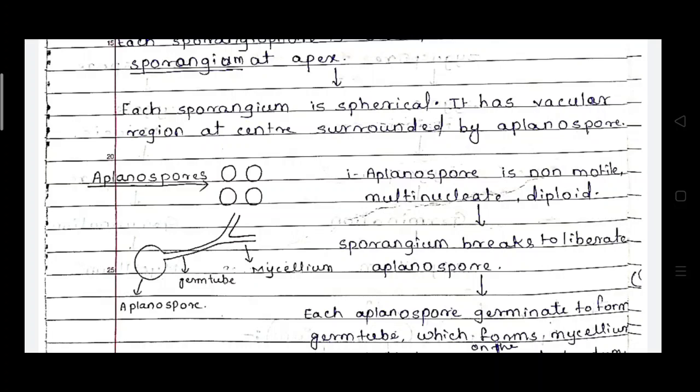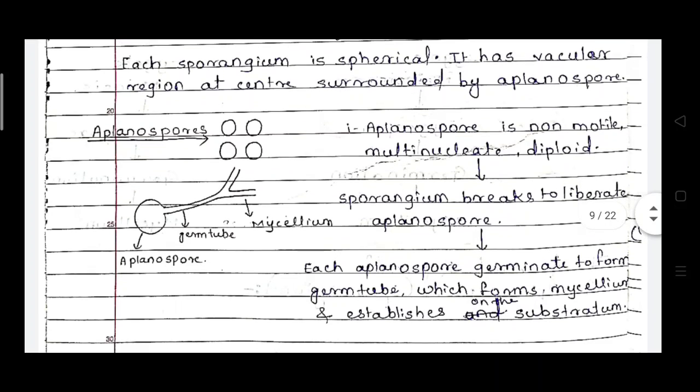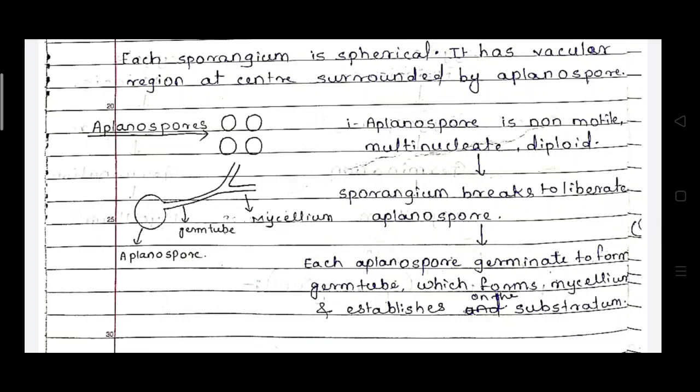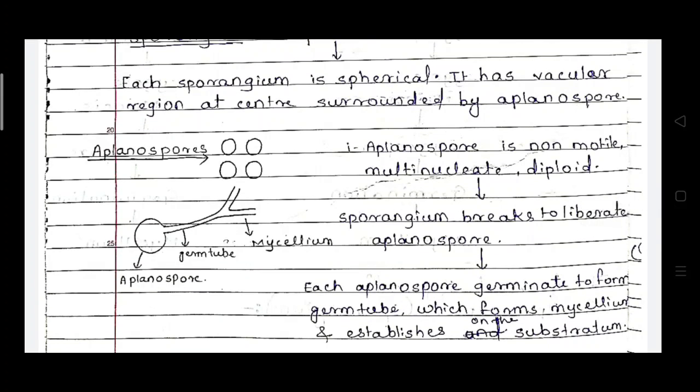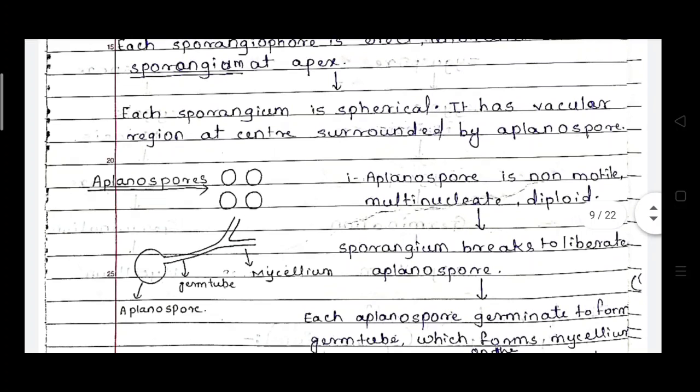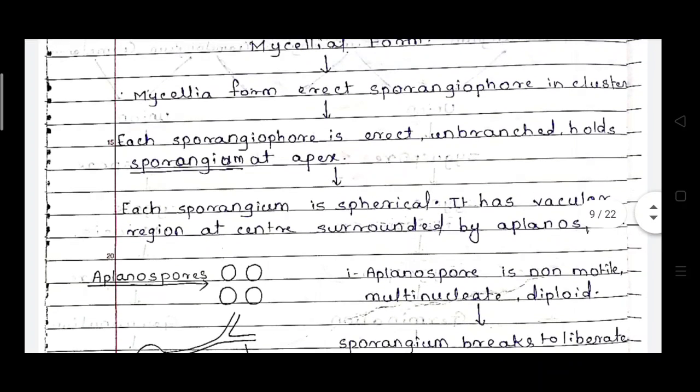In germination, the sporangium breaks to liberate the aplanospores. Each aplanospore germinates to form a germ tube, which forms the mycelium and establishes on the substratum. This takes place in the case of aplanospores. The mycelium grows and produces erect sporangiophores. Then each sporangiophore develops the sporangium at the apex.